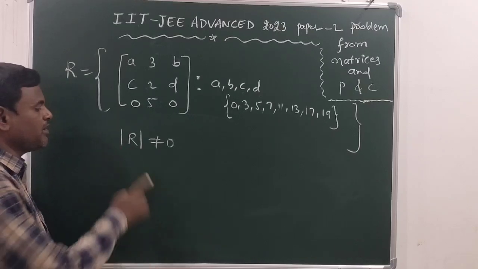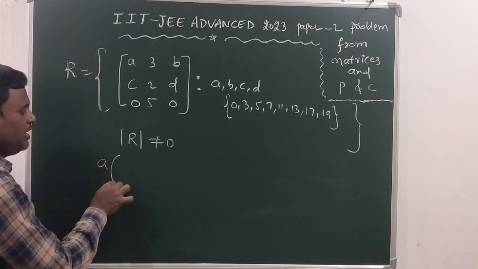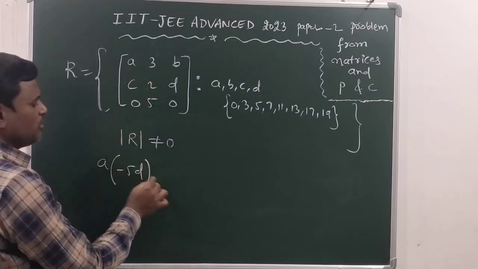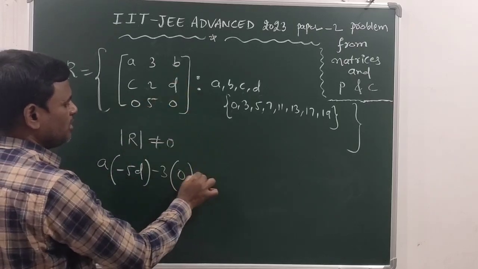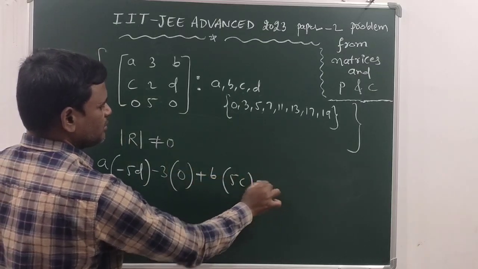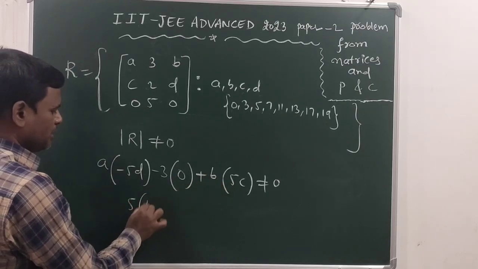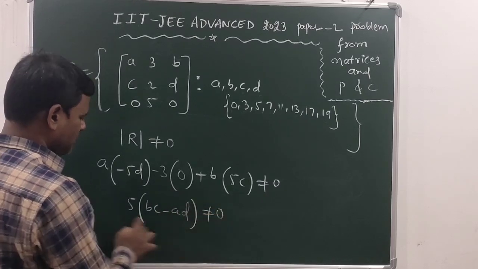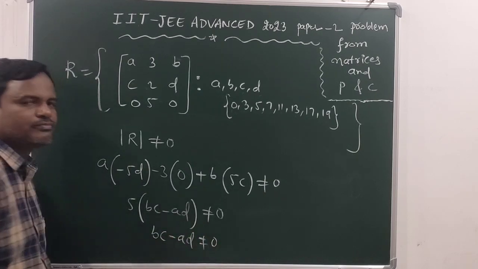Now find determinant of this matrix R. You know how to expand it. a into, leave the row and column, so here minus 5d you will get. Now go to the second element, minus 3. Leave the row and column, so 0 you will get. Go to the last element, b. Leave the row and column, 5c. This should not be equal to 0. Now take 5 common from all of them. So here it is going to be bc, here it is minus ad, should not be equal to 0. Send 5 to the right side. So bc minus ad should not be equal to 0.